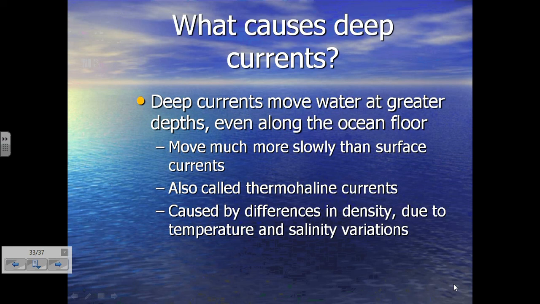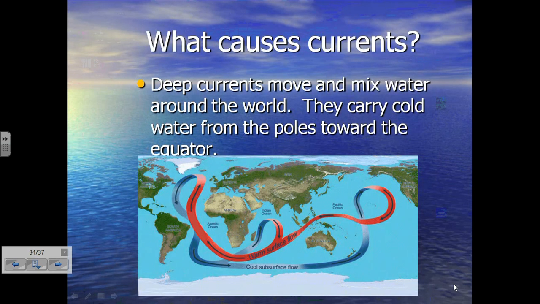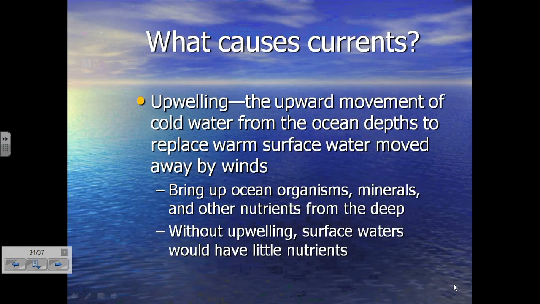Another word for them is thermohaline currents, and they are caused by differences in density due to temperature and salinity variations. Now, temperature you can understand, and you must be reminded that salinity refers to the amount of salt concentration in the ocean. Deep currents move and mix water around the world. They carry cold water from the poles to the equator. Notice how they are structured differently here in the map from the surface currents we saw before. They're located kind of in the midsection, if you will, more so than right along coastlines. So, moving on.